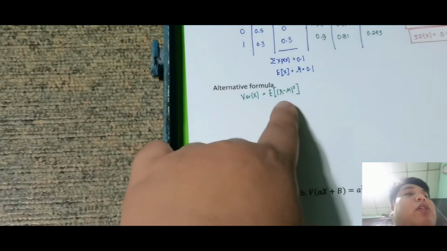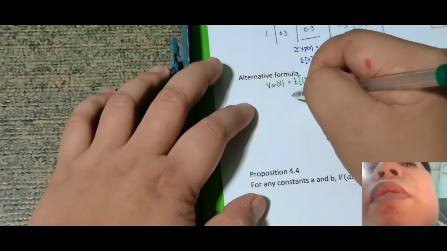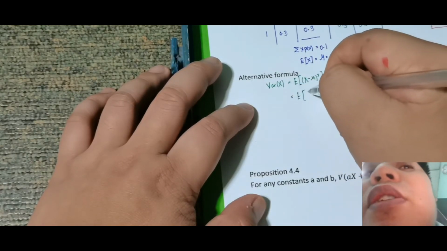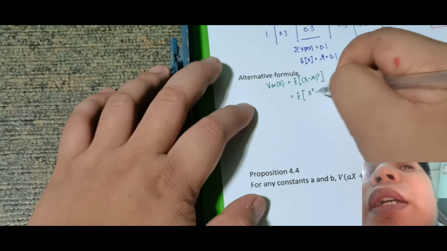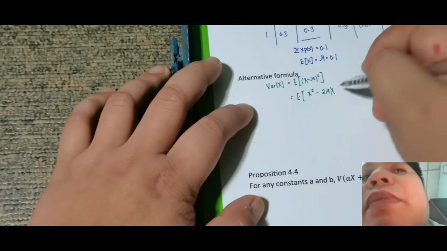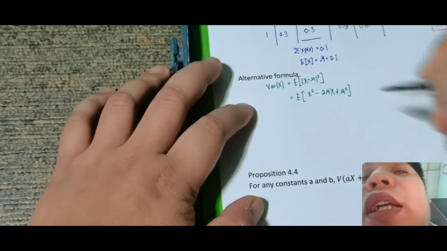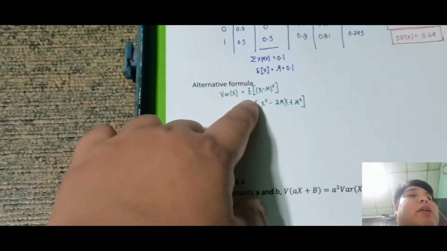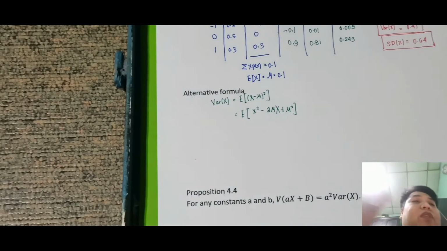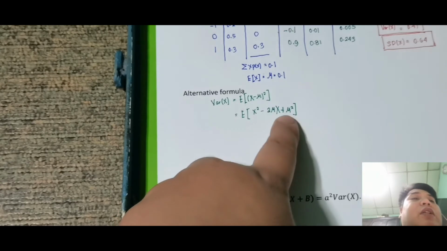Okay? If I work inside, meaning I just square what is inside. So, when I square the inside, this is the expected value of x squared minus 2 mu x, then plus mu squared. Okay, so this is squaring the difference of a binomial, the x minus mu. So, note this minus 2 mu x.